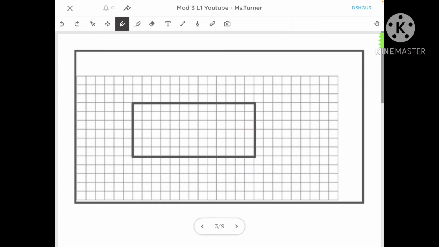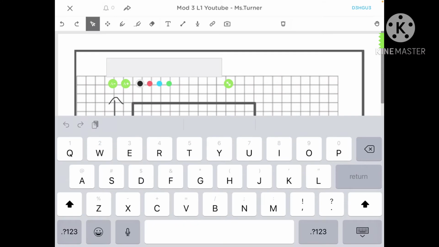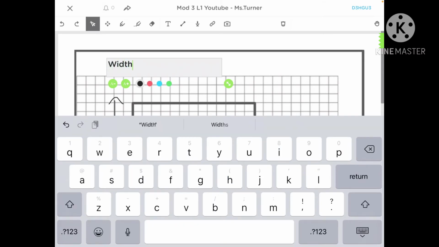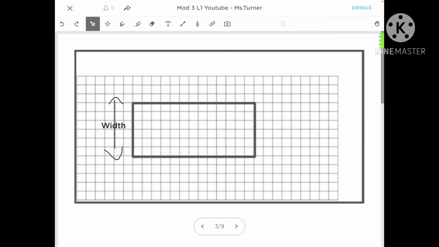All right, you guys, so here we have a rectangle. And this left-hand side right here measures the width of an object. It measures the width of an object because it measures how wide that rectangle is. We're stretching that rectangle out. So when you hear the word width, I want you to think of the word wide.